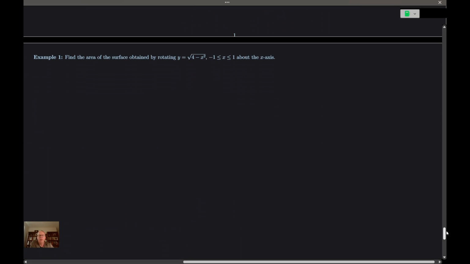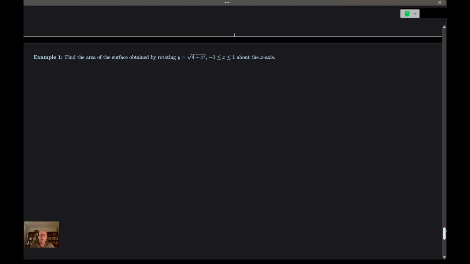All right, so let's look at an example. We want to find the area of the surface obtained by rotating y equals the square root of 4 minus x squared between -1 and 1 about the x-axis. So let's find the derivative of this. The derivative of the square root of 4 minus x squared, we get 1/2 times 4 minus x squared to the -1/2 times the derivative of 4 minus x squared, which would be -2x. Simplify this, we get negative x over the square root of 4 minus x squared.